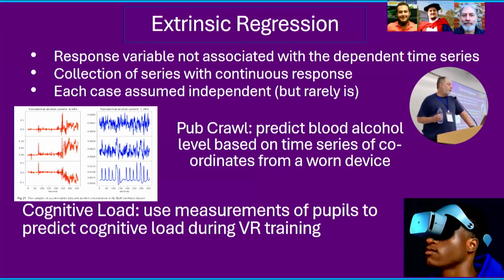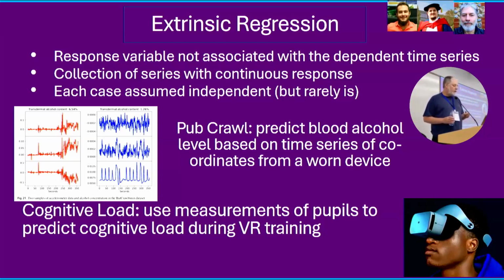So, for example, one of the data sets is a pub crawl data set. This is actually in UCI. We've collected it and translated it. So you attach a sensor to people, and then you track their motion through time. And the problem in classification would be to say, are they above the alcohol limit? Right? With regression, it's can I predict your blood alcohol level? So that's our regressor. That's what we're trying to predict. It's extrinsic to the series.